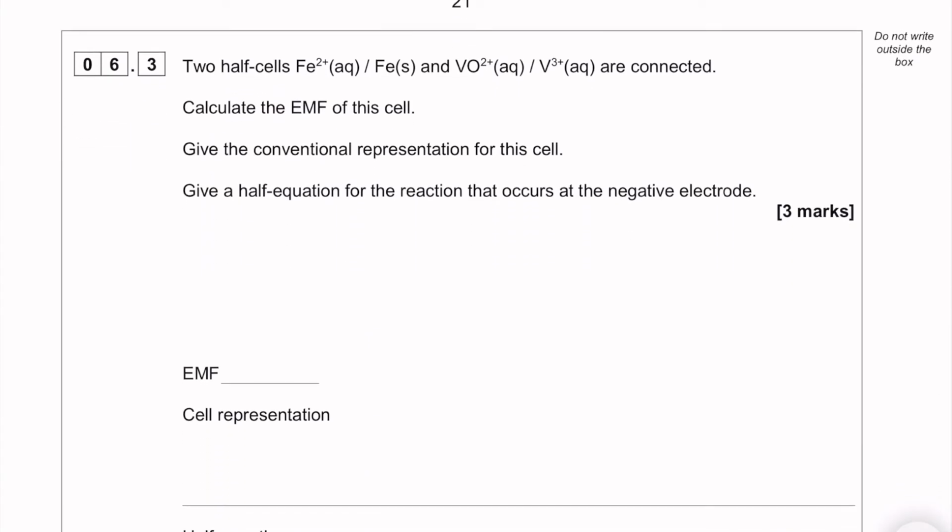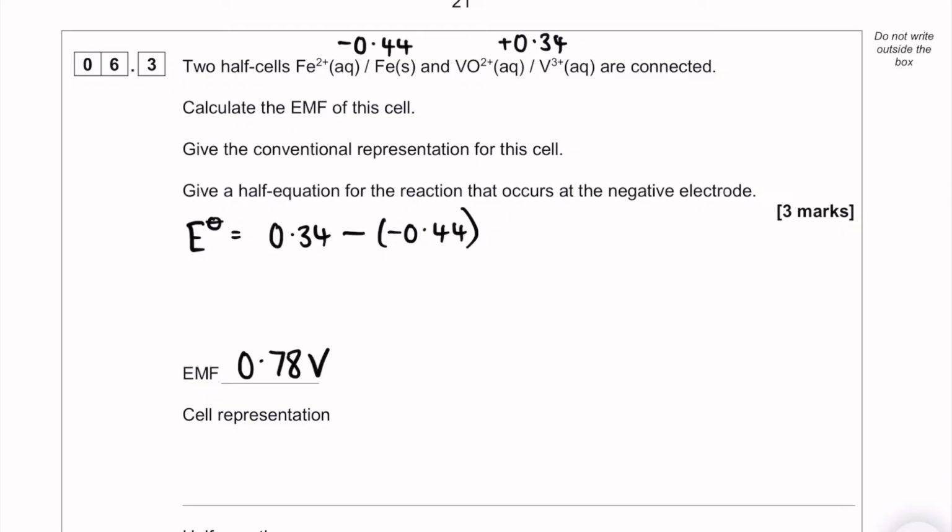Two half cells. So we've got the Fe2+ Fe, which if we look down the table is the one with a minus 0.44 electrode potential. And then this equation here, it's the third one down, is a plus 0.34 electrode potential. Calculate the EMF of the cell. So it's the more positive one minus the more negative one. How far apart are they on the number line? So that is 0.78 volts.